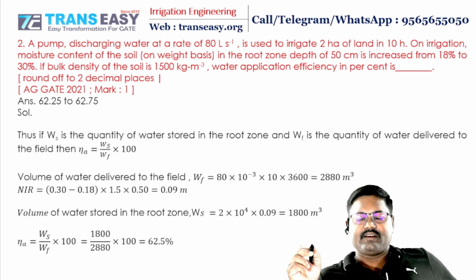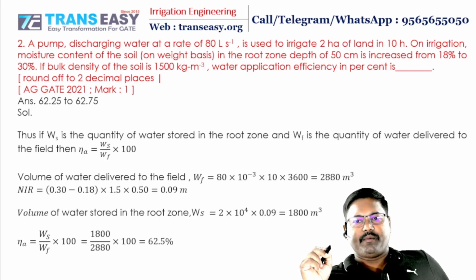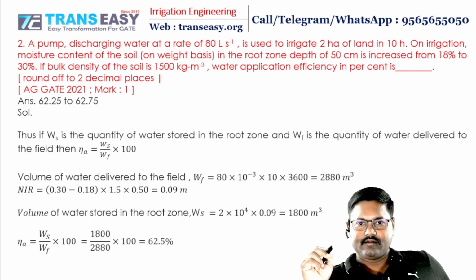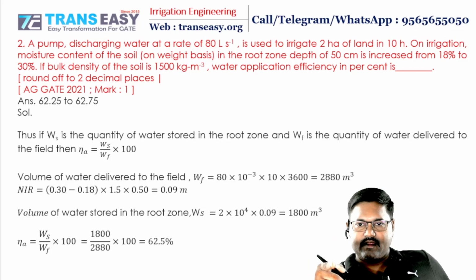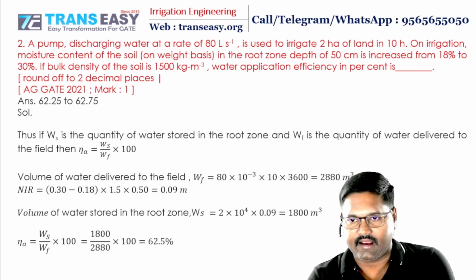A pump discharging water at a rate of 80 liter per second is used to irrigate 2 hectare of the land in 10 hours. पंप जो है ना इरिगेशन के लिए यूज किया जा रहा है, डिस्चार्ज रेट दे दिया गया है, 2 हेक्टेयर लैंड को इरिगेट करना है, आवर्स ऑफ इरिगेशन 10 है.